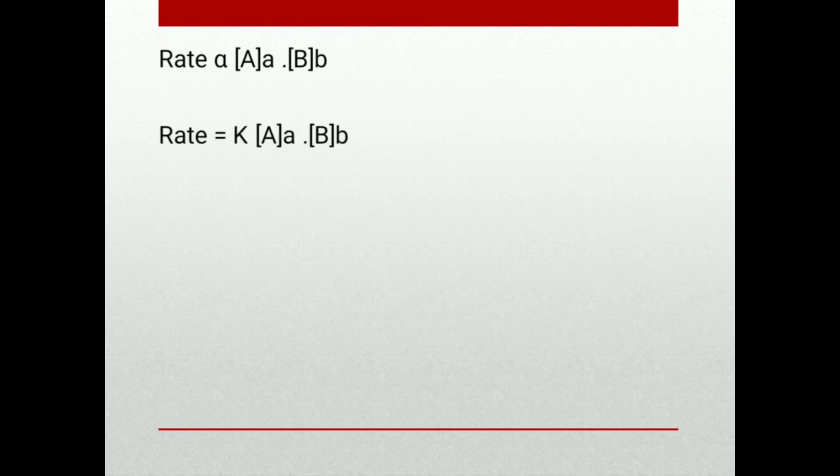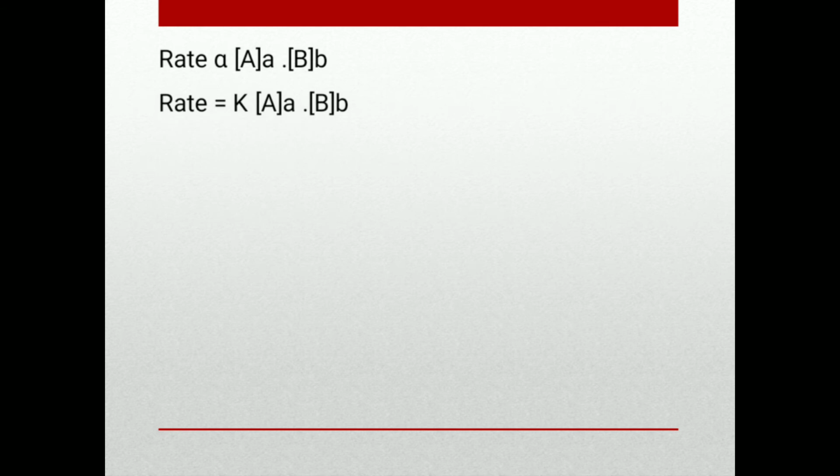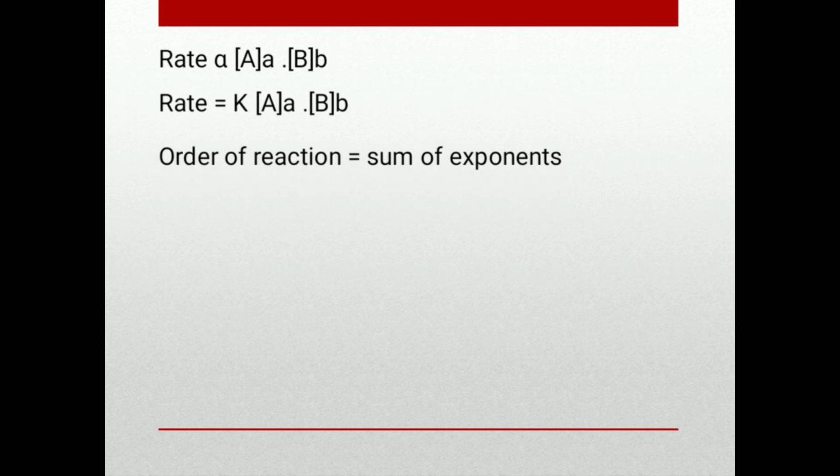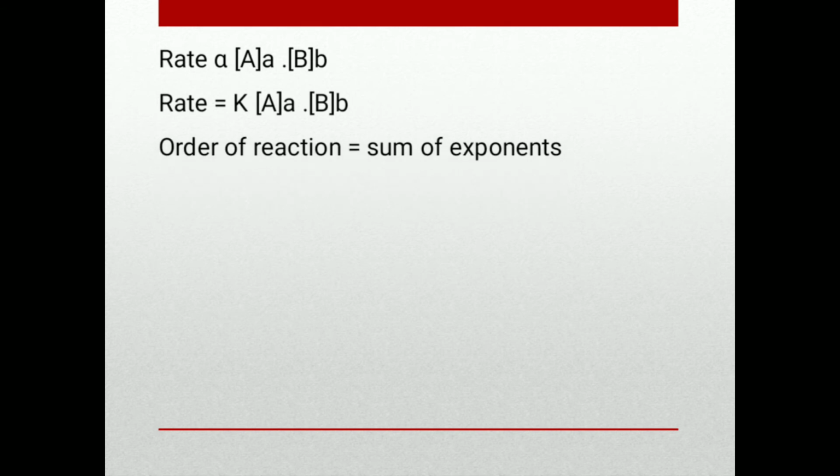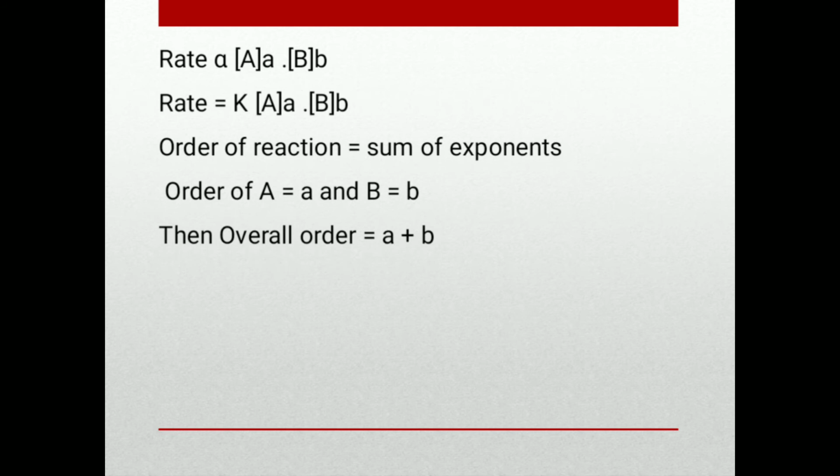For example, A plus B giving a product. Then rate is directly proportional to [A] and [B]. Therefore, rate is equal to K[A][B]. So, order of reaction is equal to the sum of exponents, that is, order of A is equal to a and order of B is equal to b. Then overall order is equal to a plus b.